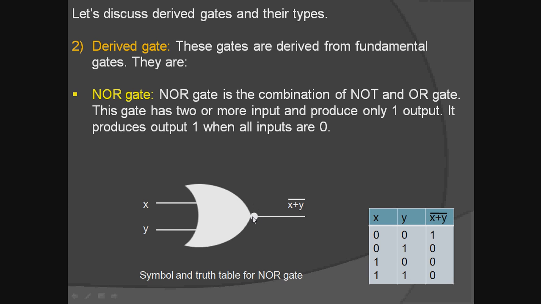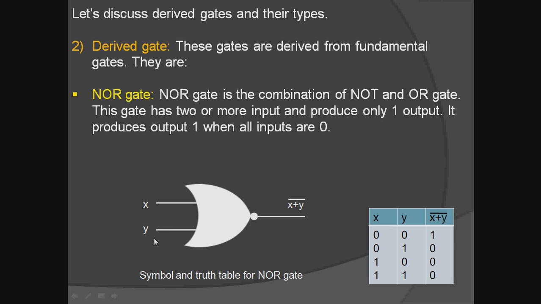But now you place the NOT gate before the output, so that is x plus y the whole bar. 0 plus 0 is 0, but because of this NOT gate, the 0 gets complemented to 1. Again here, 0 and 1, so 0 plus 1 is 1, but because of this NOT gate, the 1 becomes 0. So you get the output 0.